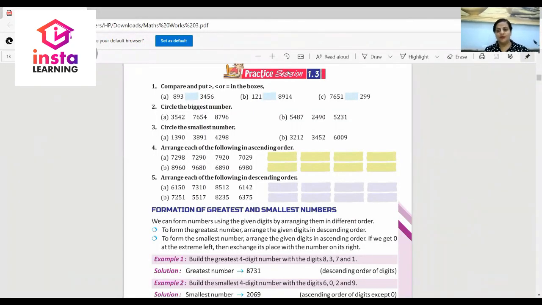Now students, we will do practice session 1.3. In that we are going to compare the numbers of 1000 to 100 place values. So here it is very clear that the number with 3 digits is at 100 place, and the number with 4 digits is at 1000 place. So which is bigger? It is very clear because 4-digit numbers are bigger. So we are going to draw the comparison sign.